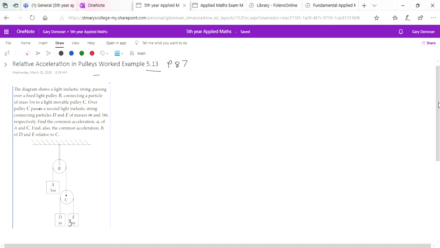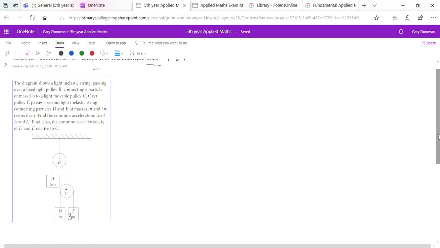The only difference between this question and the last question is that we don't actually have numbers, we have the mass in terms of m. If we look at the question, we have a 5m particle A, which is connected by a string over a pulley to another particle C. Now it says over pulley C, it calls pulley C a light movable pulley.